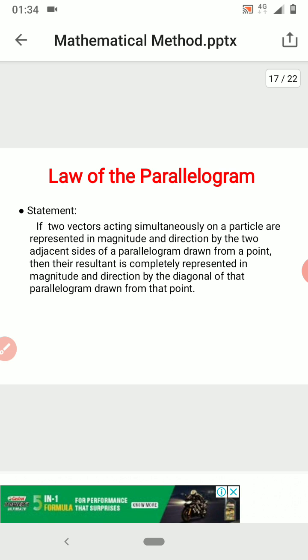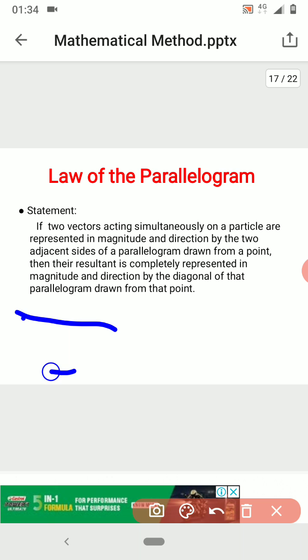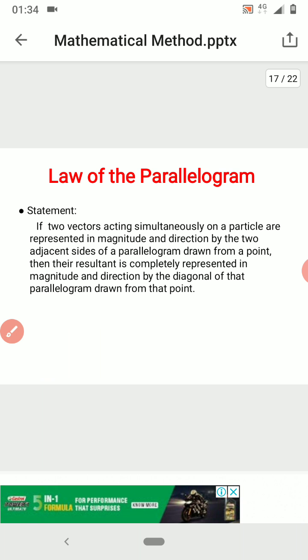Or you can use this statement also. If two vectors acting simultaneously on a particle are represented in magnitude and direction by two adjacent sides of a parallelogram drawn from a point, then their resultant is completely represented in magnitude and direction by the diagonal of this parallelogram drawn from that point.